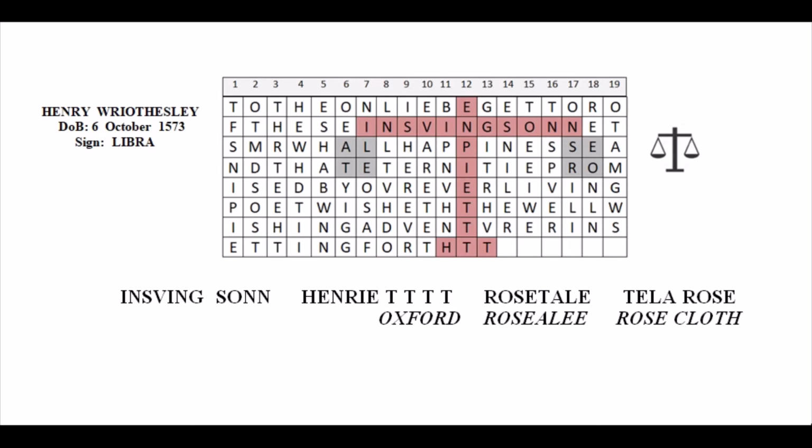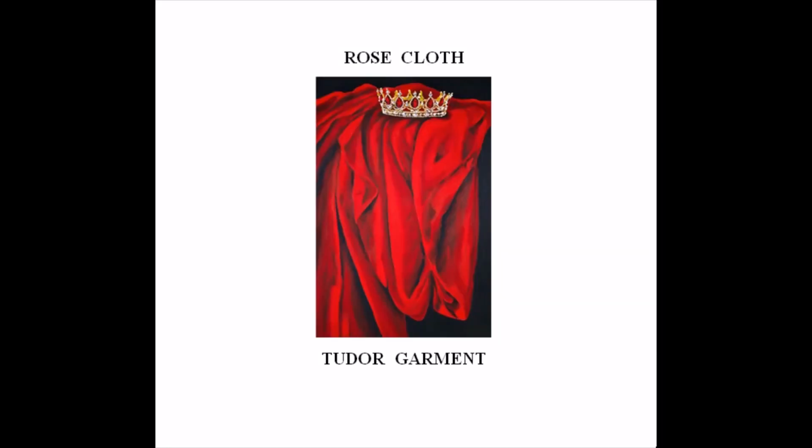Is it telling us that Henry Wriothesley is an Oxford? It is his birth sign. Or is it telling us that Henry Oxford or Henry de Vere is a Wriothesley? And the meaning of rosecloth, is it that the son, Henry Oxford or Henry de Vere, is from the same cloth or fabric as his father, Henry Wriothesley? Or does rosecloth stand for Tudor garment, referring to the Tudor royal mantle worn by kings and queens as a symbol of authority?